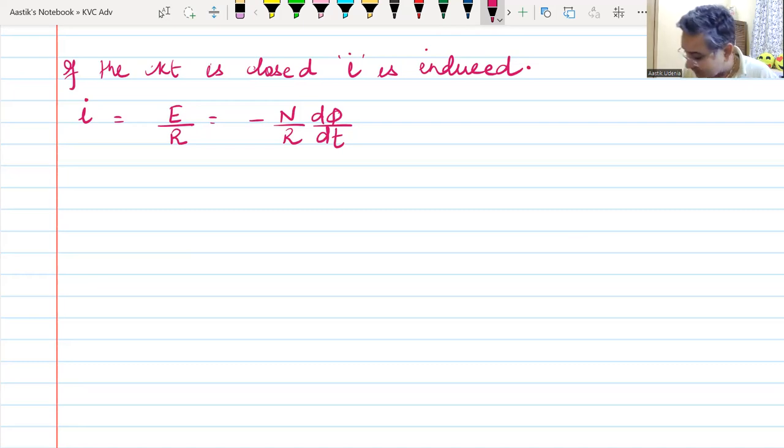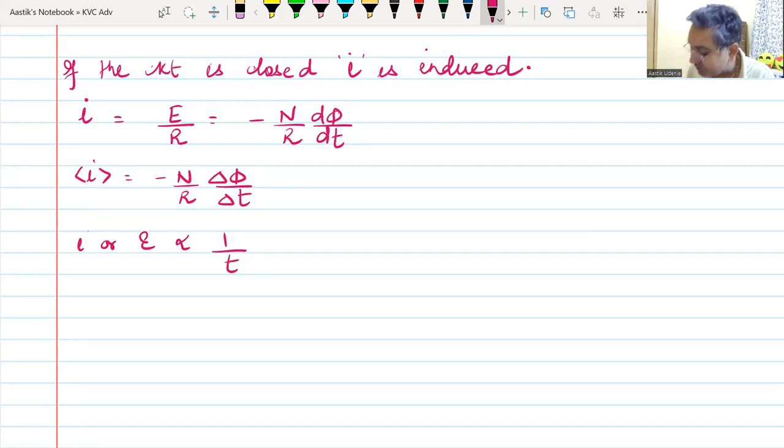This is the instantaneous current induced in the coil. If someone asks you what is the average current induced in the coil, it will be minus N by R into total change in flux divided by total time. This induced current or this induced EMF is inversely proportional to time. More the time, less is the induced EMF or less is the induced current.